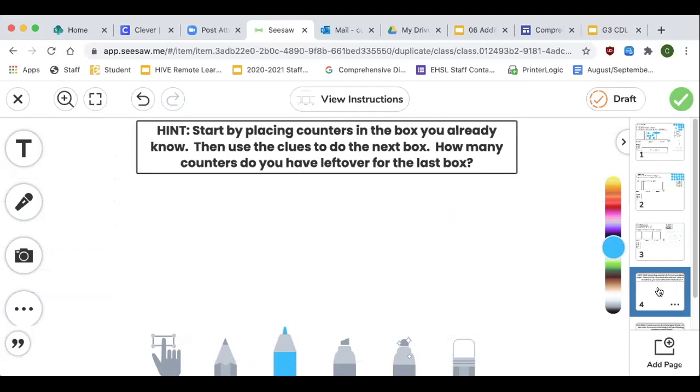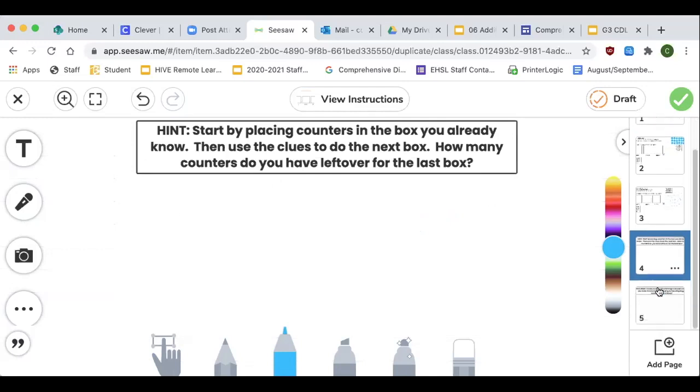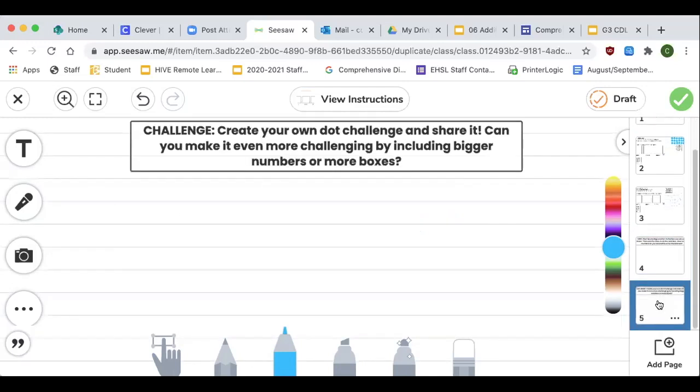Slide number 4 is your hint for how to solve the problem. Slide number 5 is a challenge. And the challenge is you get to create your own dot challenge.